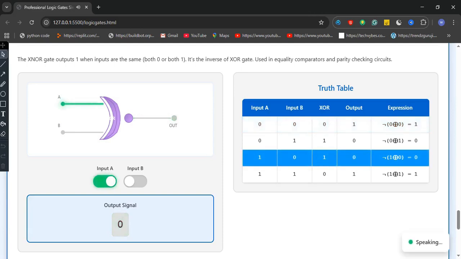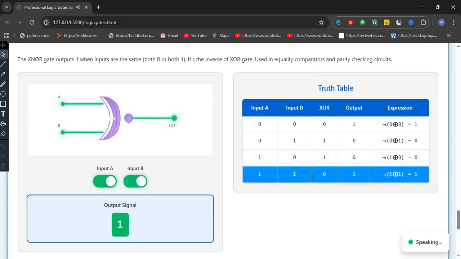XNOR gate input A is set to high. Inputs are different, so XNOR gate output is low. XNOR gate input B set to high. Inputs are the same, so XNOR gate output is high.